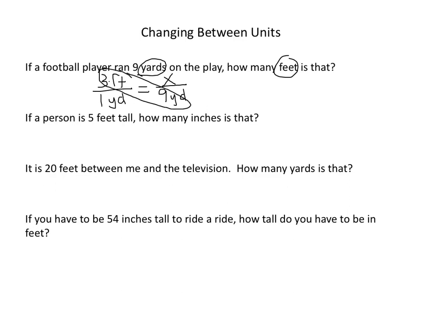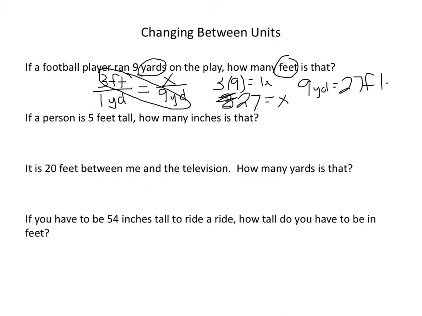So we have 3 times 9 has to equal 1 times x. 3 times 9 is, oops, not 30, is 27. So 27 is equal to x. So 9 yards are equal to 27 feet. Now you don't have to do it proportionally, that's just one way to think about it. So why don't you go ahead and pause the video and try the next ones on your own.